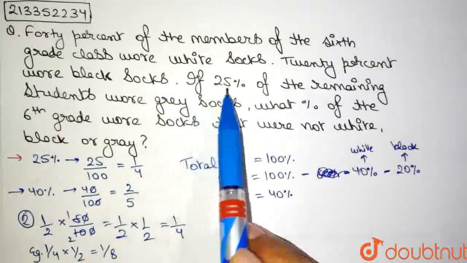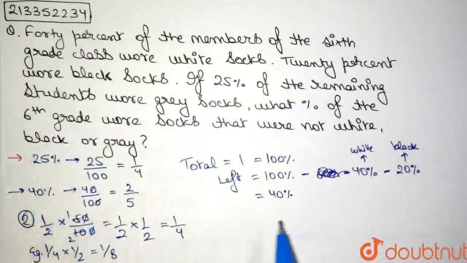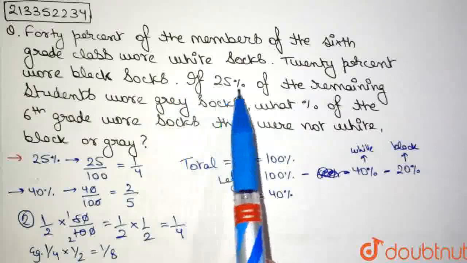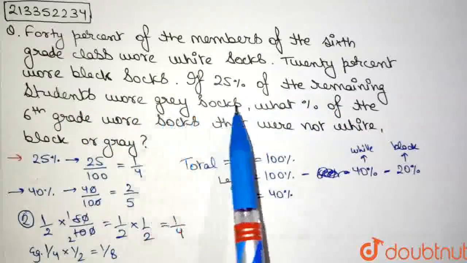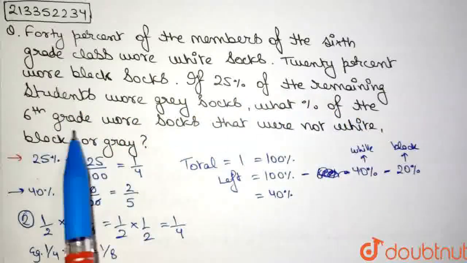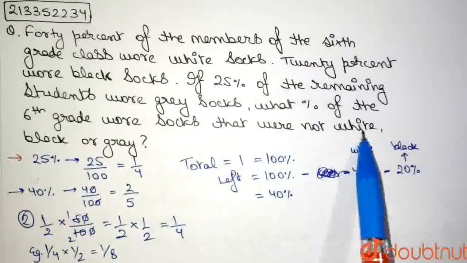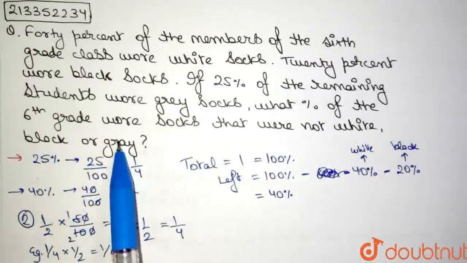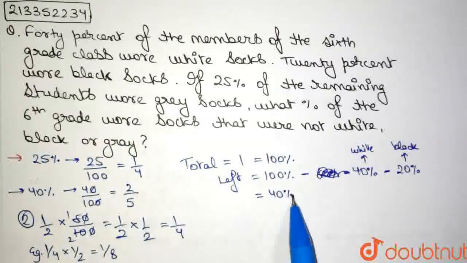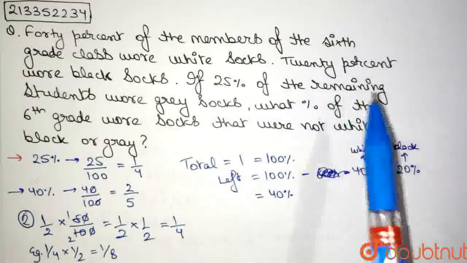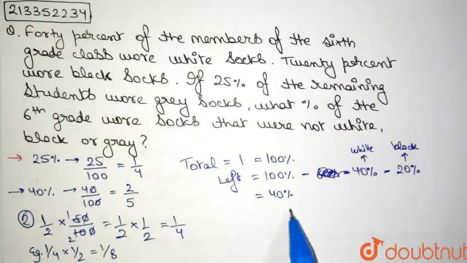So if 25% of the remaining, so this is the remaining or the left out that we have already found. So if 25% of the remaining students wore grey socks, what percent of the 6th grade wore socks that were not white, black or grey? That means, let us first find out how many of these wore grey socks. So it says 25% of the remaining. So we need to find 25% of this.